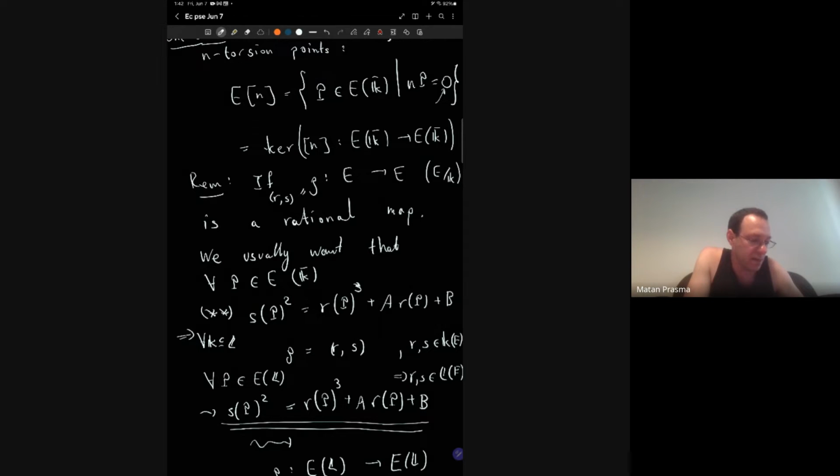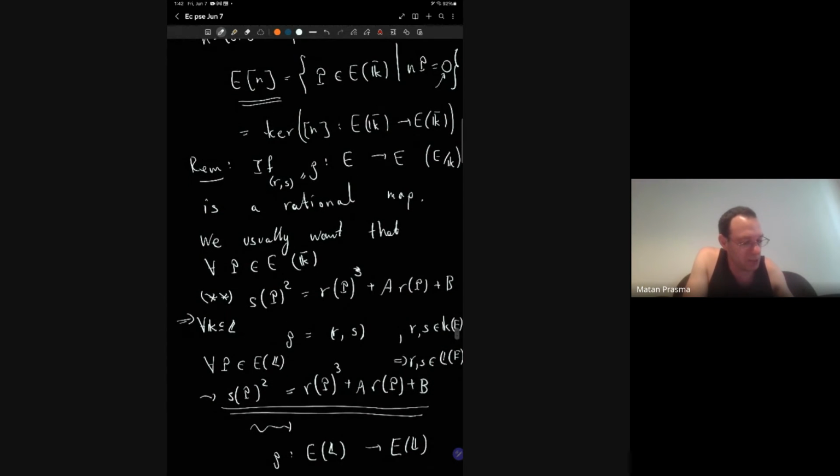So eventually, the n torsion points will be the kernel of a rational map. So if we understand rational maps, we have a good chance of understanding torsion points. This is kind of a glimpse to the future of why we are interested in such things. Maybe it's a lot to take.